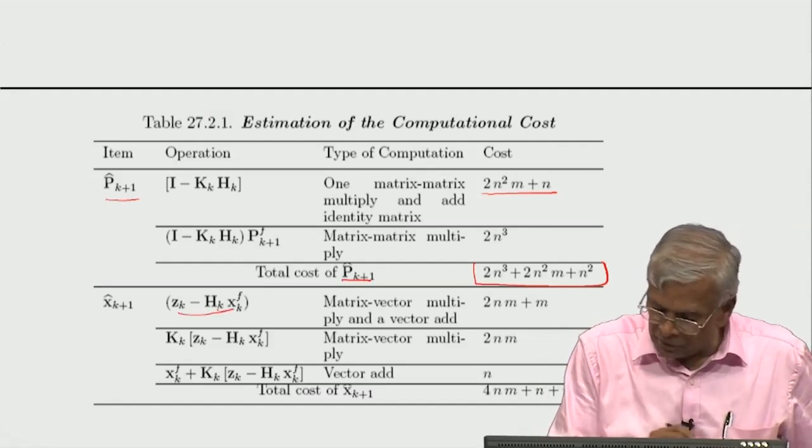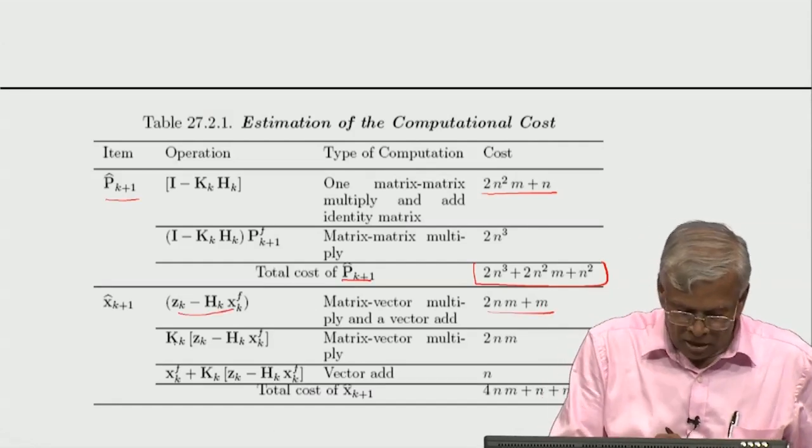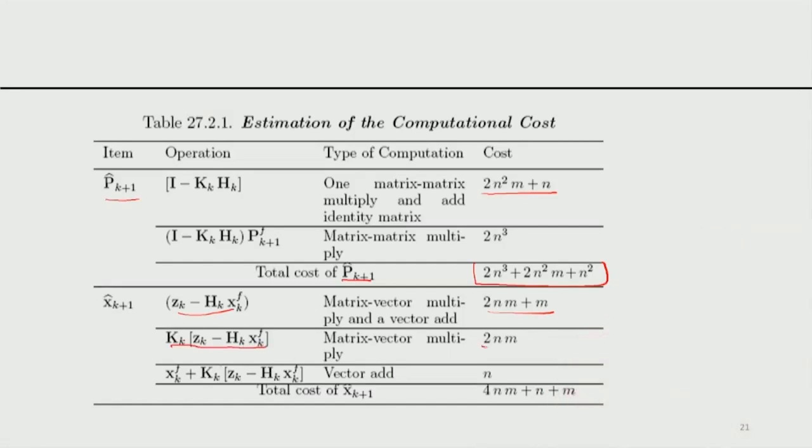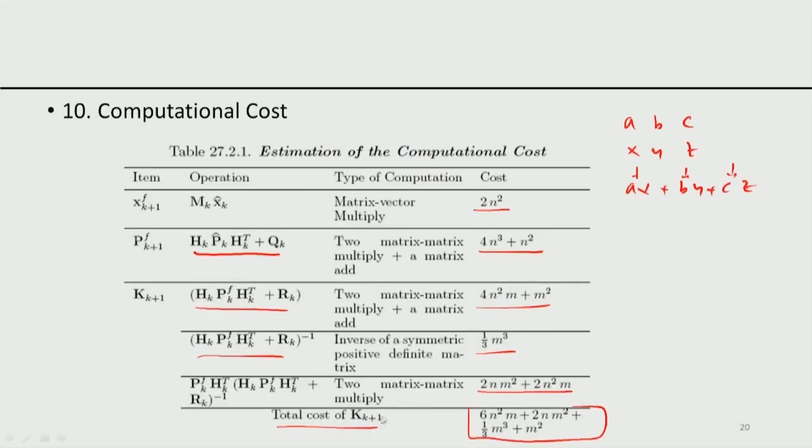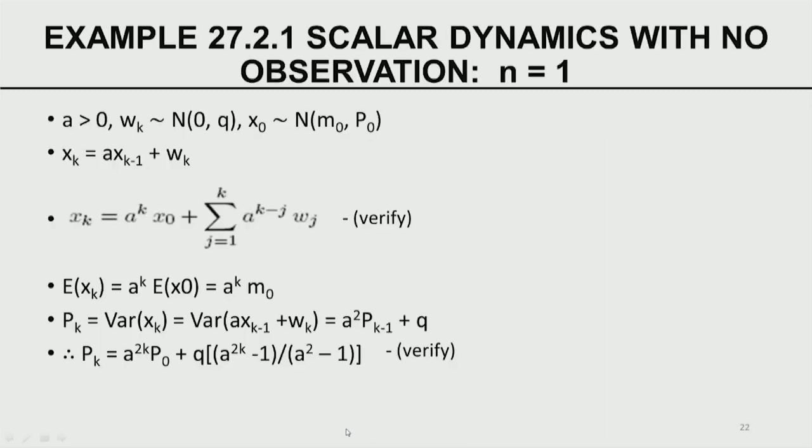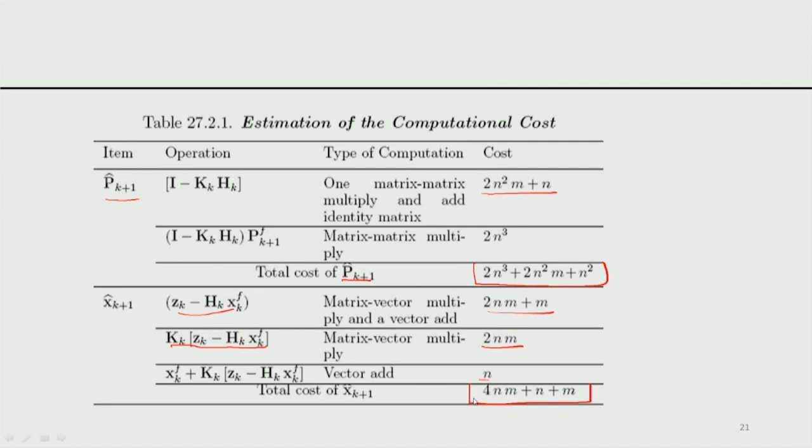This is the residual computation, that takes this much time. This is multiplying the residual by the Kalman gain, which takes this much time. Then I have to add that to the forecast, which is n time. So the total cost for the analysis computation is this much. In the previous part we talked about the total cost of computing the Kalman gain. Now we are talking about the total cost of computing the analysis.